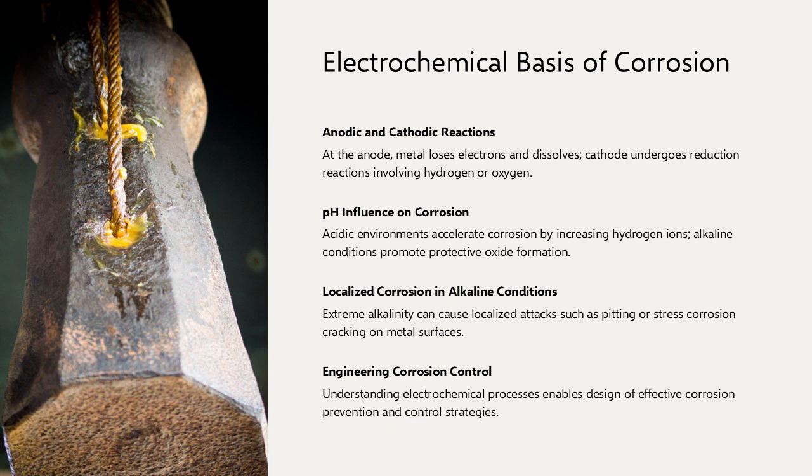Conversely, in alkaline conditions, hydroxide ions can promote the formation of protective oxide films on metal surfaces, reducing corrosion. However, extreme alkalinity may lead to localized attacks such as pitting or stress corrosion cracking. Understanding these mechanisms helps engineers design effective corrosion control strategies.